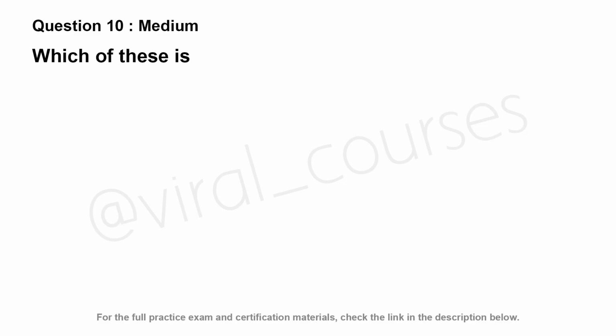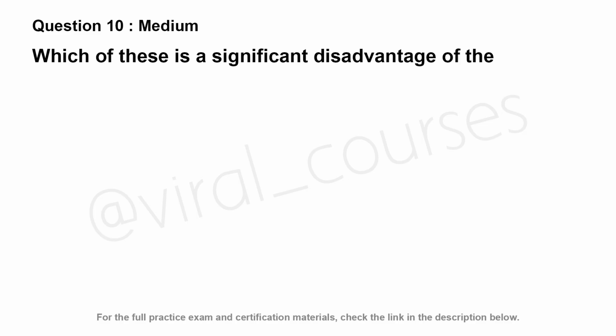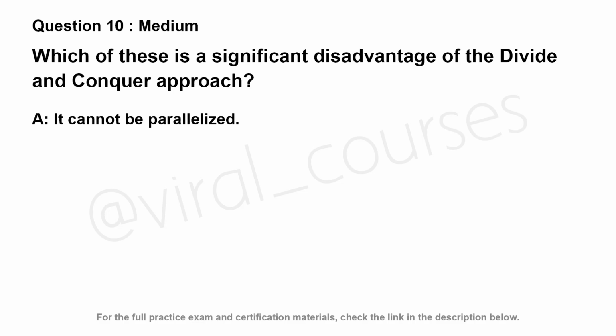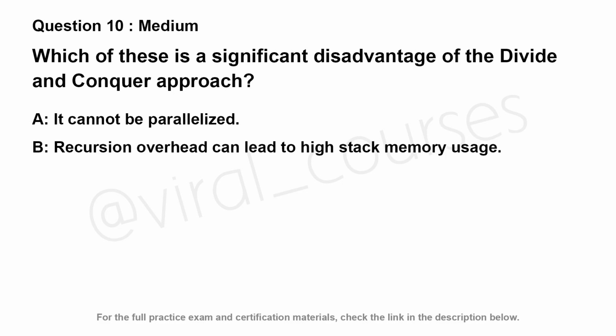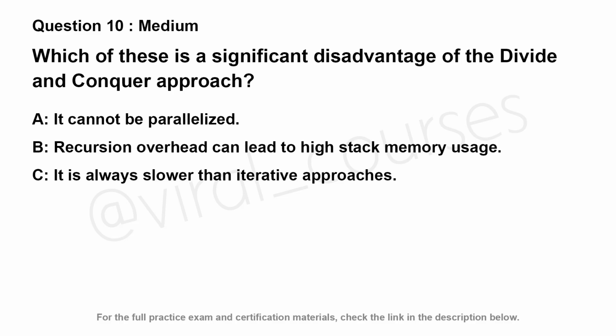Which of these is a significant disadvantage of the divide and conquer approach? Option A. It cannot be parallelized. Option B. Recursion overhead can lead to high stack memory usage. Option C. It is always slower than iterative approaches. Option D. It only works on sorted data.